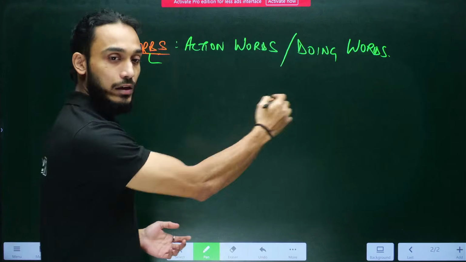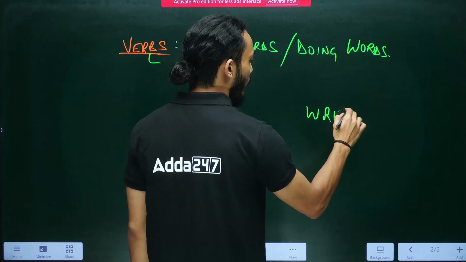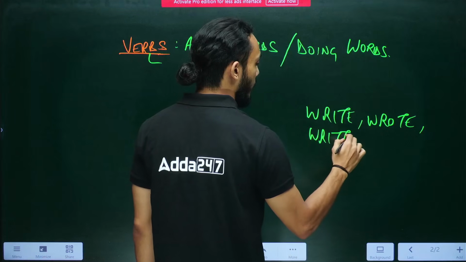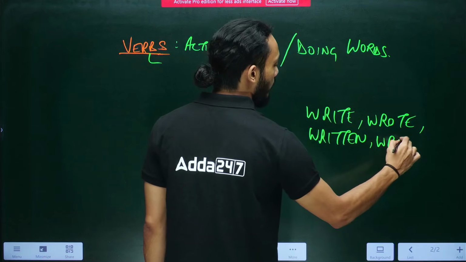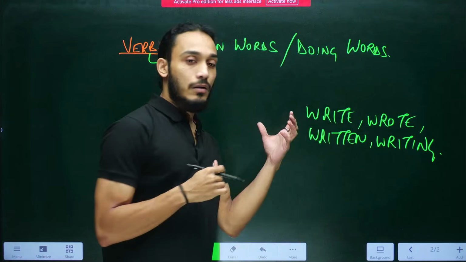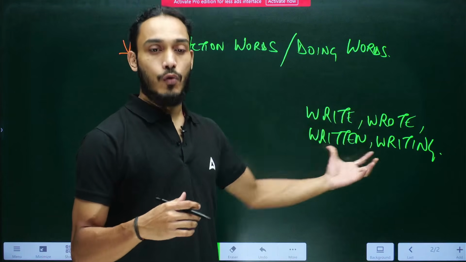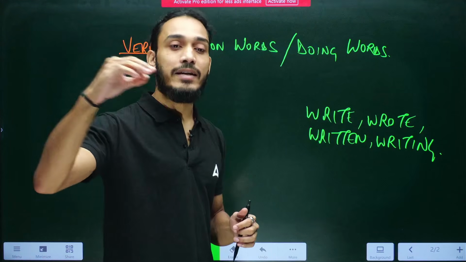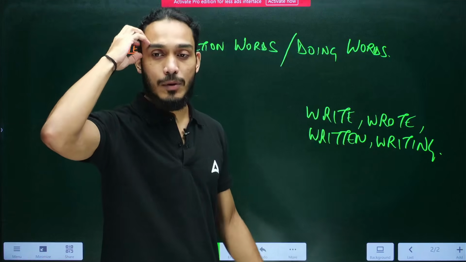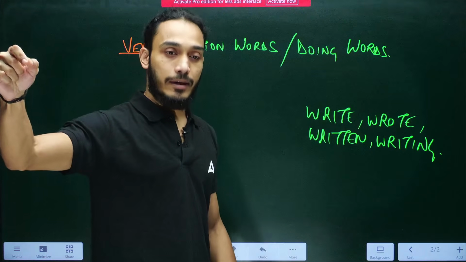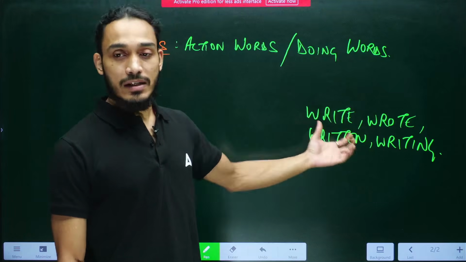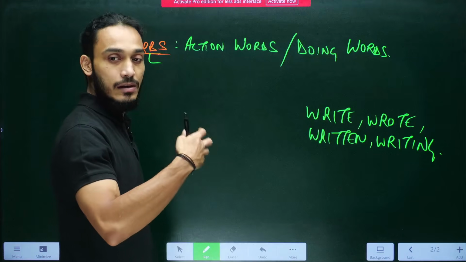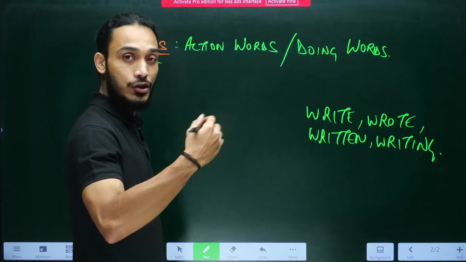Say, for example, right now I'm writing on the board. So the word write, or if you write it in the past tense, wrote, or maybe even as written, that is the past participle form of the word, or in the present participle form, that is the ing form, you can write it as writing. Any of these four words will give you the idea of writing. Reading any of these four words, you will be able to imagine or visualize the action of writing, right? So these are action words, these are verbs. That's why we call them doing words, right? They are basically helping us express some form of action that we are doing.